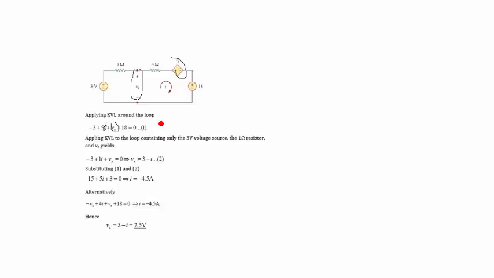Once you have this answer, note that we are still looking for Vx. What we will be doing here is, Vx is 3 minus the current value. The current value we found is minus 4.5. 3 minus minus 4.5 is equal to 7.5 volts.